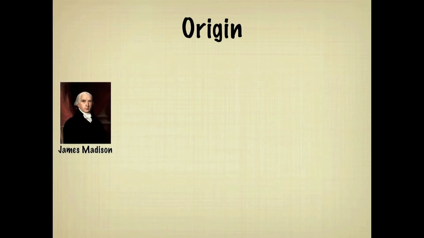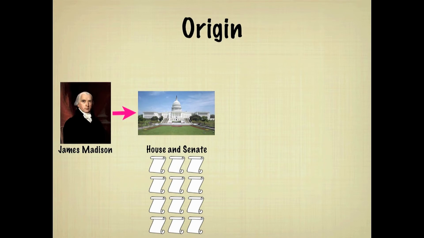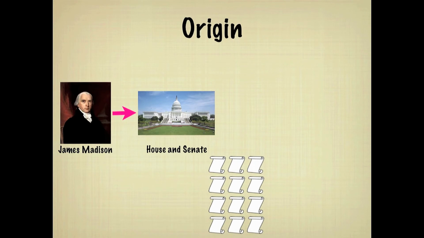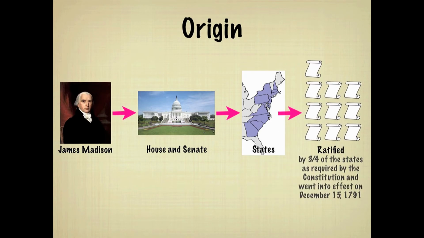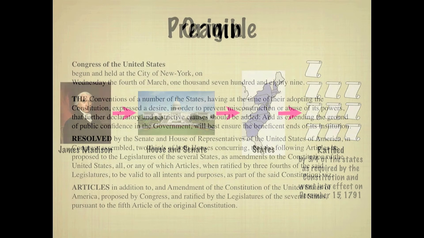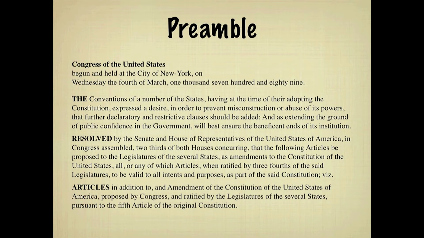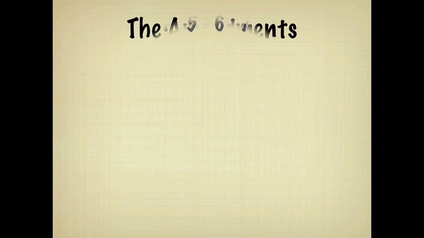In the first session of the U.S. Congress, Representative James Madison introduced a series of changes. After debate in the House and Senate, on September 25, 1789, Congress sent 12 amendments to the states to be ratified. 3/4 of the states ratified 10 out of the 12 amendments, and so those 10 went into effect on December 15, 1791. The Bill of Rights starts with a preamble, and then the 10 amendments are listed.